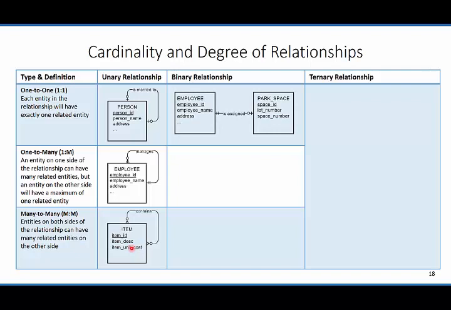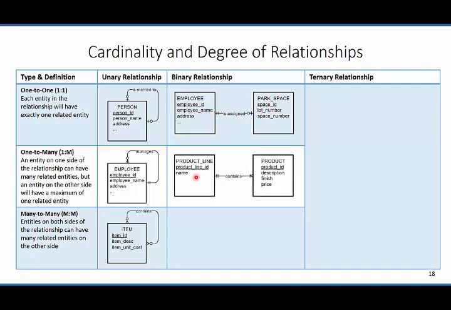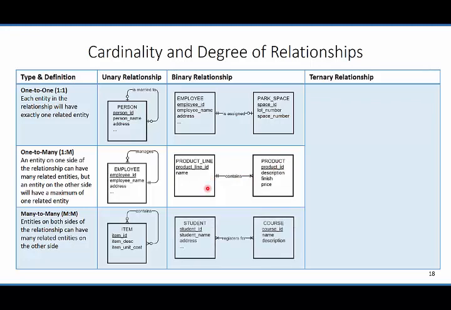When looking at a binary relationship, in a one-to-one relationship, we could say that an employee is assigned to one parking space, but they don't have to be assigned to any parking spaces, and each parking space is assigned to only one employee. With a one-to-many relationship, a product line could produce multiple products, and a product is produced on one product line. And then with a many-to-many relationship, in a binary degree, we could have a student takes many courses, and a course has many students.